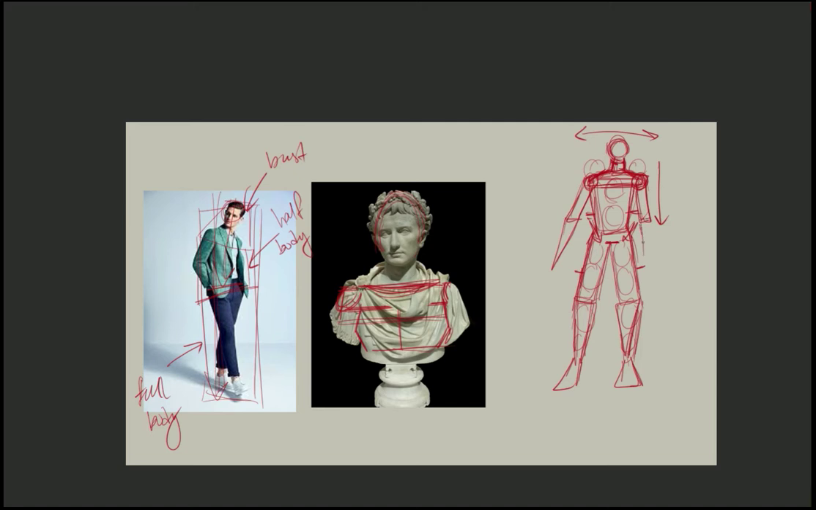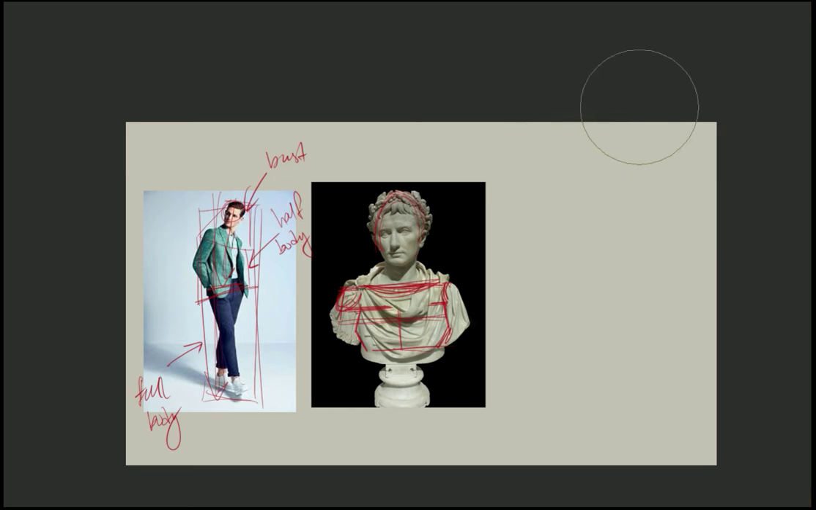Triangle for the forearms. Hands here. Fingertips here. I gave him some really wide legs. Maybe he's a runner. So there you go. As far as breaking down the full body to get you started and where the shape relationships work.